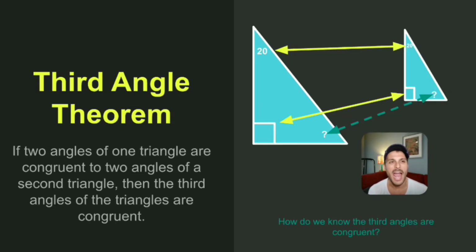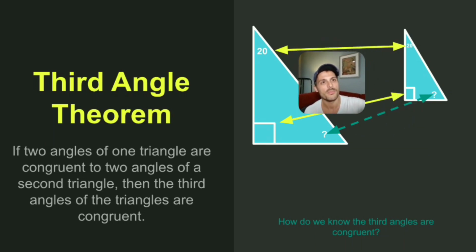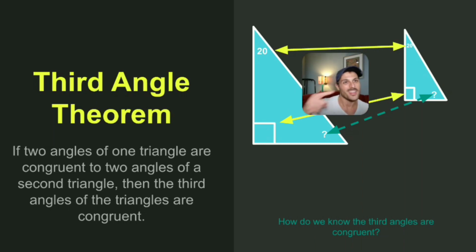Another thing that we have to know about triangles is this third angle theorem, and it is very powerful. If we have two angles of one triangle that are congruent to two angles of a second triangle, then the third angles of the triangles are also congruent. What does that mean? Look up there in the yellow. There, that angle is 20. There, that angle is 20. Down there, that angle is 90. There, that angle is 90.